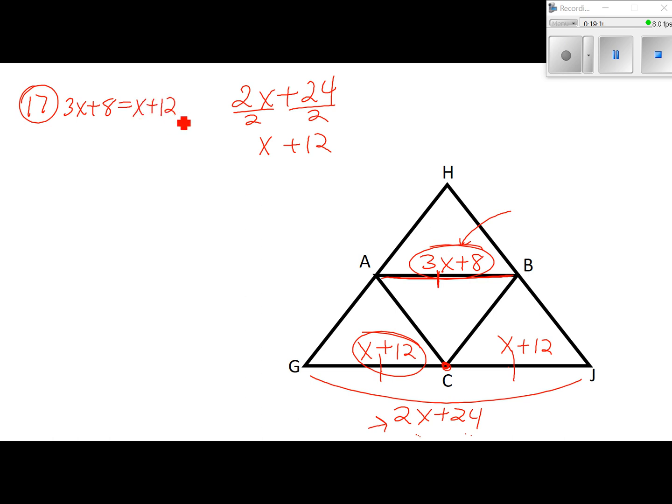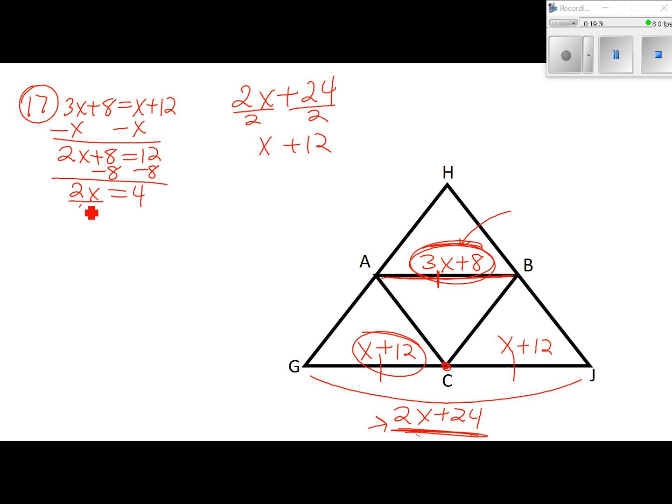Now, other times it might be easier to take this top one and double it and set it equal to that whole segment down there. It just depends on the problem. So here I'm going to solve this, end up with 2x plus 8 equals 12, subtract 8, end up with 2x equals 4, divide by 2, and I end up with x equals 2.